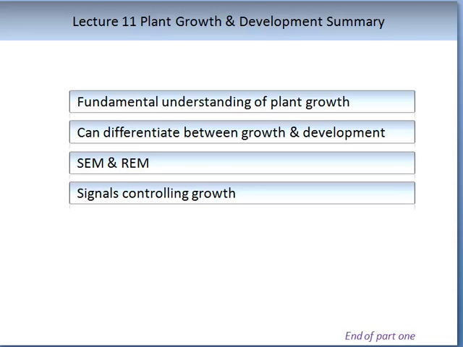And finally, we've had a look at auxin, the main signal controlling growth. There are other hormones that control growth, and we will be looking at them in due course too. That brings us to the end of this lecture and Part 1.